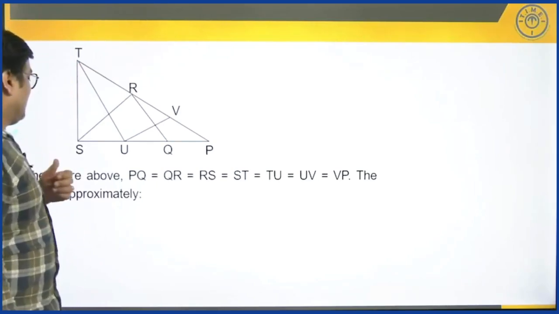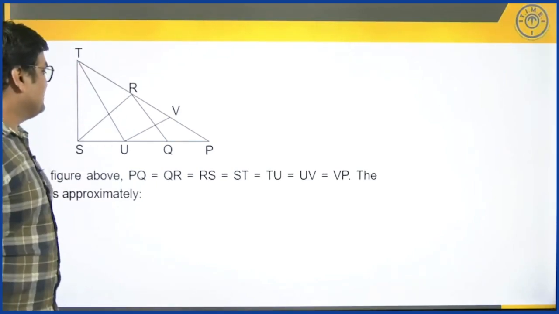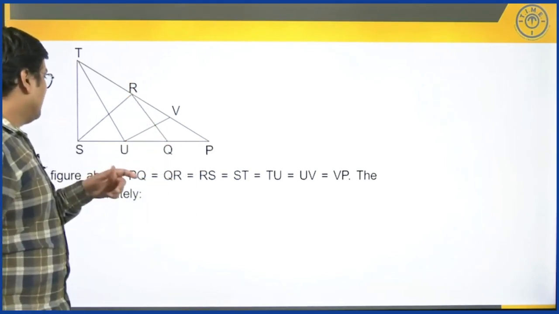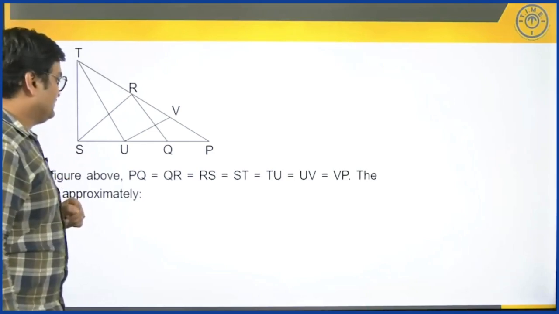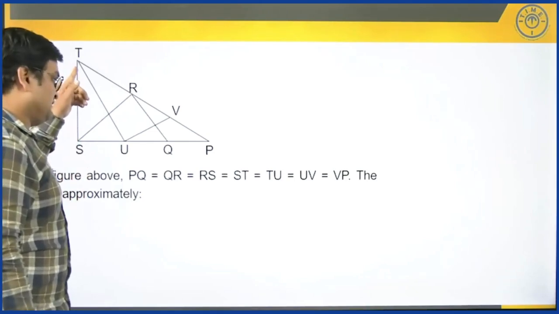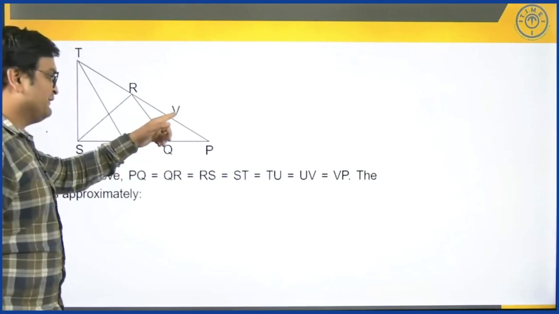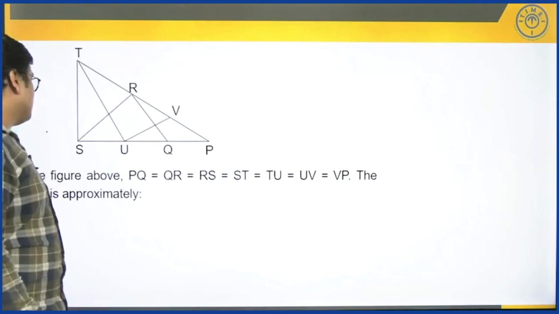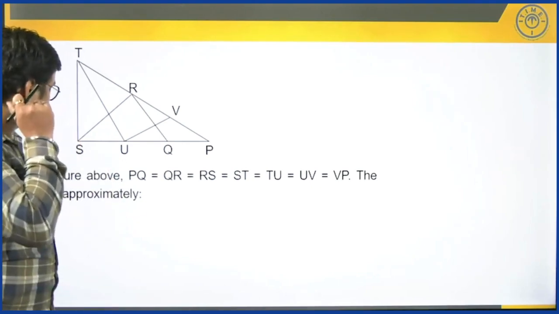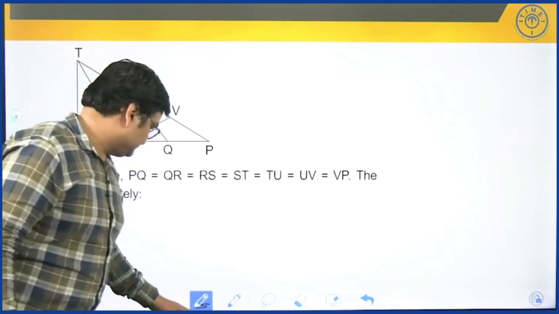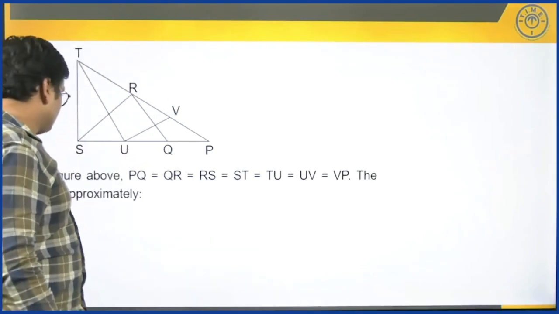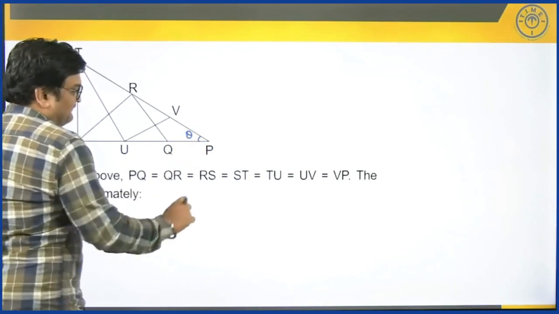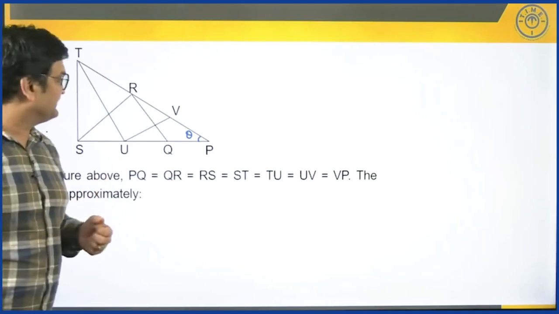So it says in the figure above, there's the figure, PQ is equal to QR, is equal to RS. Further, this RS is equal to ST, is equal to TU, is equal to UV, is equal to VP. The angle SPT is approximately how much? Okay. Observe. SPT would mean this angle. Say this angle is theta. Let's say this angle is theta, we have to find theta.